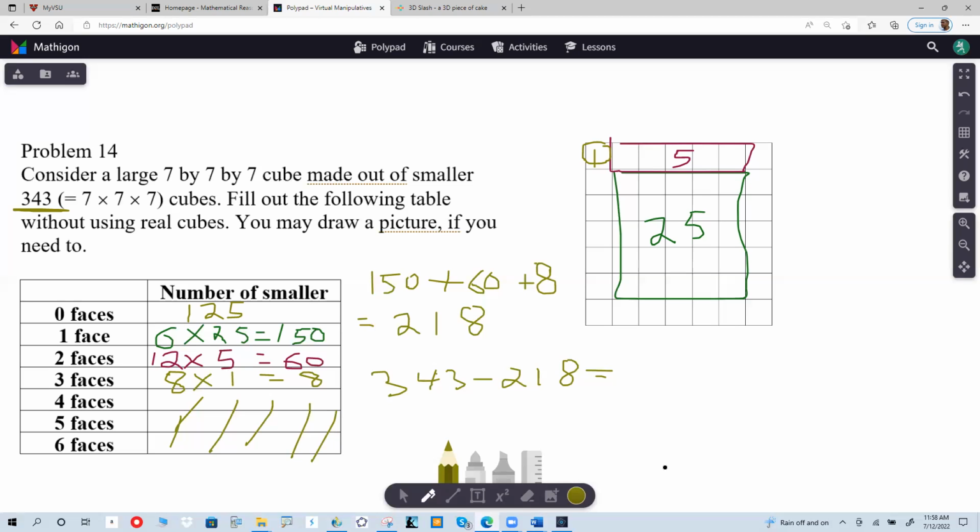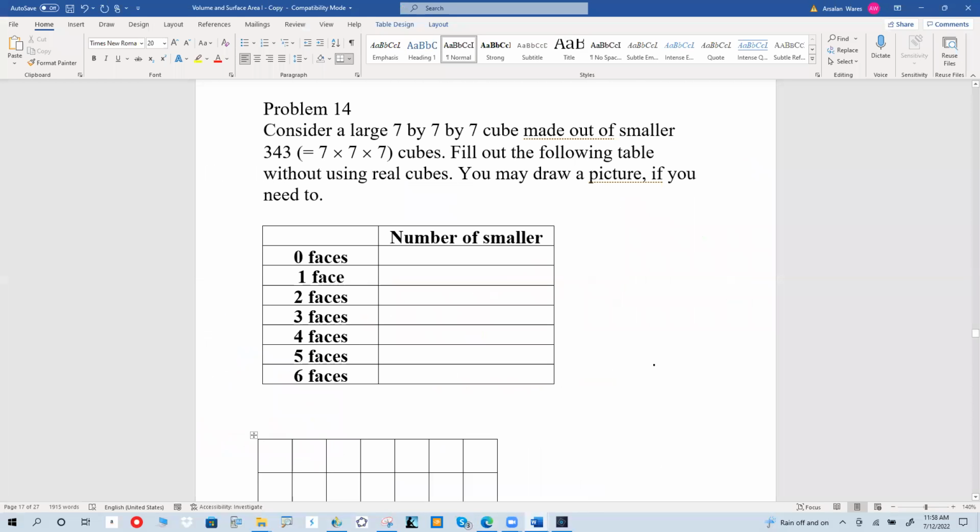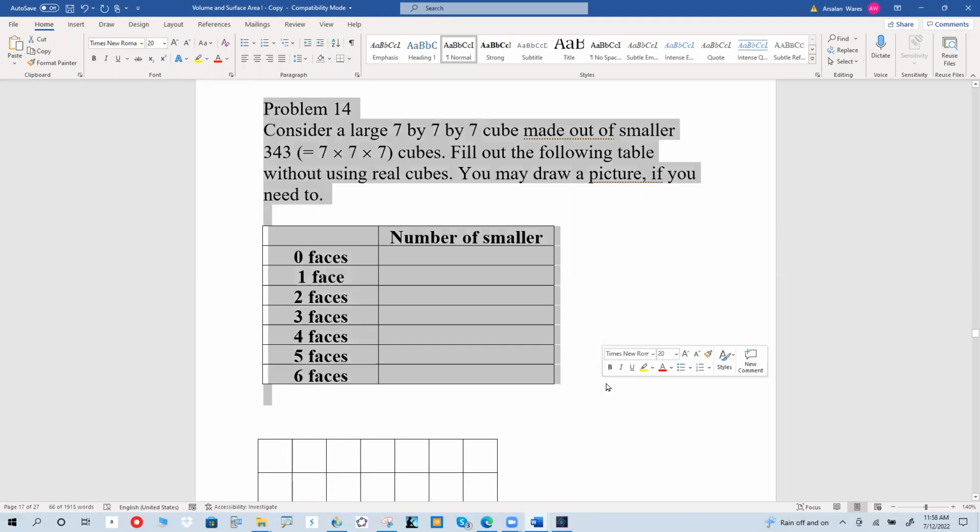Okay, let's do one like this. I'm going to make it 8 by 8 by 8, okay? Or 10 by 10 by 10. So we are going to use the same technique. I'm going to write just one table, one face, I'm sorry. So let's do one.